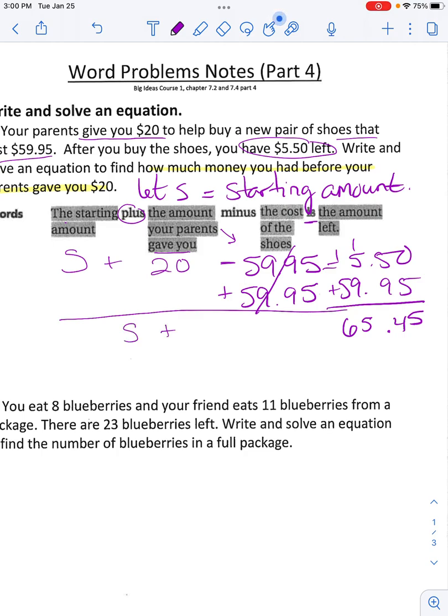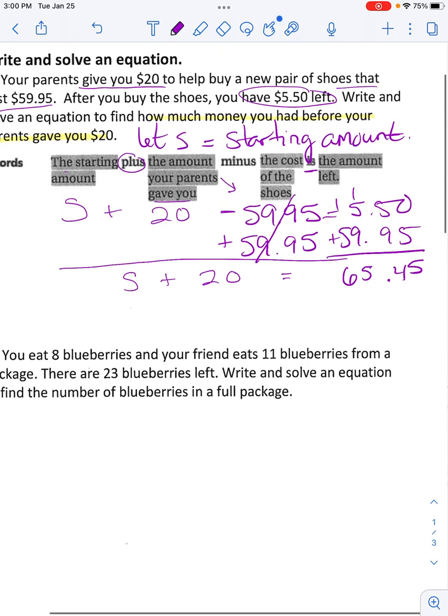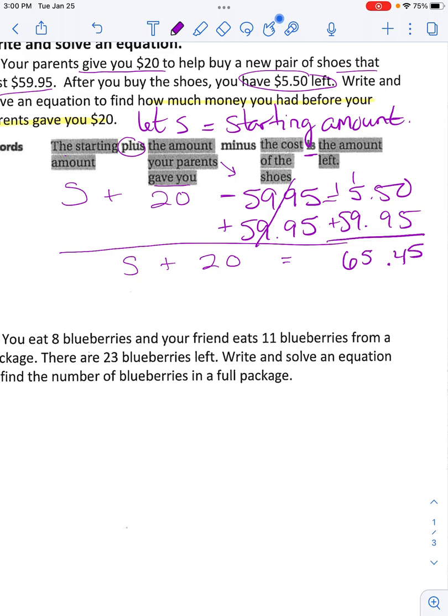We can bring down the rest. Okay, and now we're going to subtract the 20, okay, to get it to the other side. Again, we always want our variable by itself. So if it says some number plus 20, we're going to subtract 20 from both sides to get our variable by itself, to figure out our starting point, what we started with.